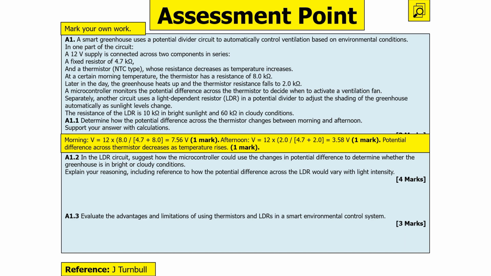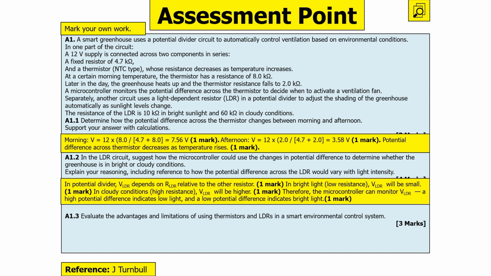In our next question, in a potential divider, we know that the potential difference of the LDR depends on the resistance of the LDR relative to the other resistor. Now in bright light, the low resistance of the LDR will lead to a V_LDR which will be small. In cloudy conditions with a high resistance, we know that the V_LDR will be higher. So therefore the microcontroller can monitor the potential difference, the V_LDR, and a high potential difference will indicate low light and a low potential difference will indicate a bright light.